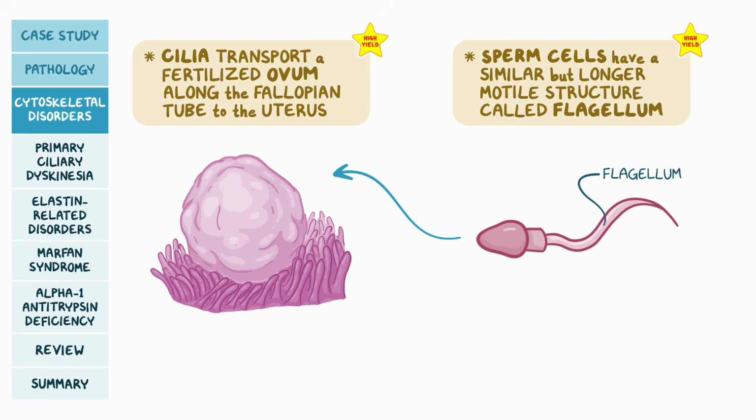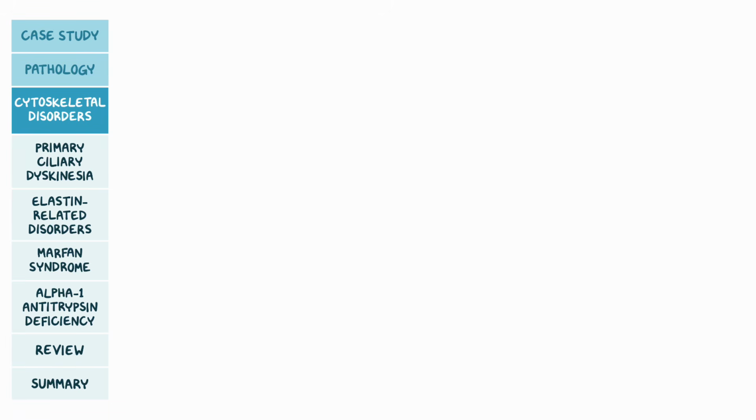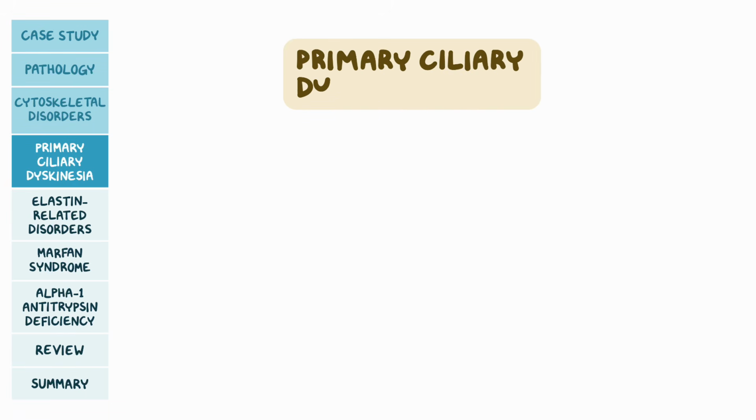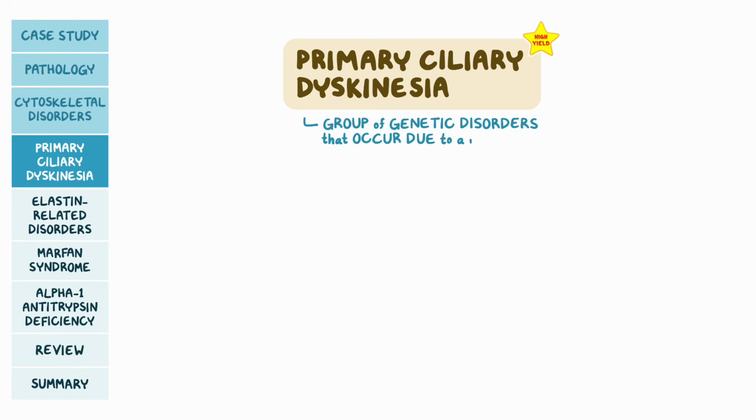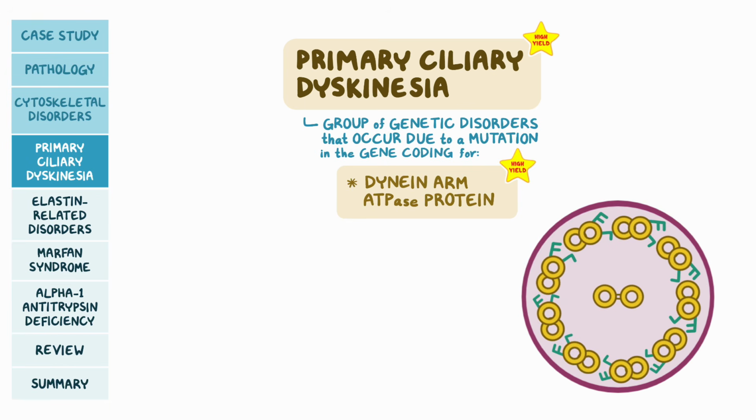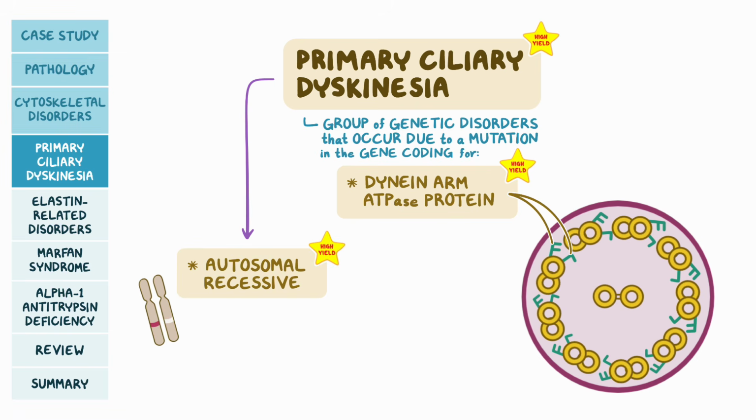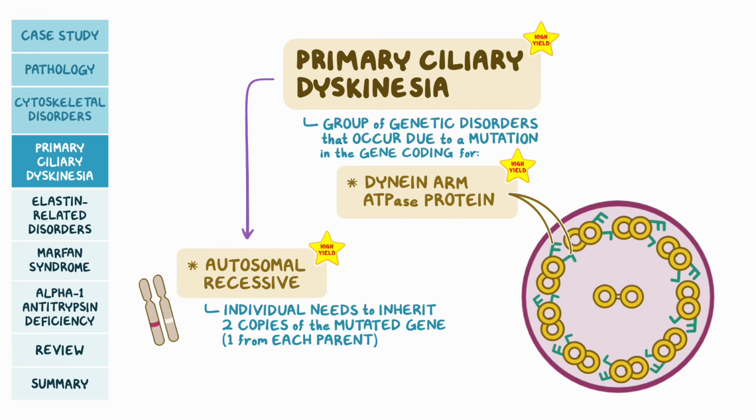All right, now, the most high-yield cytoskeletal disorder is primary ciliary dyskinesia, which refers to a group of genetic disorders that occur due to a mutation in the gene coding for dynein arm ATPase protein. For your exams, remember that primary ciliary dyskinesia is autosomal recessive, meaning that an individual needs to inherit 2 copies of the mutated gene, one from each parent, to develop the condition.